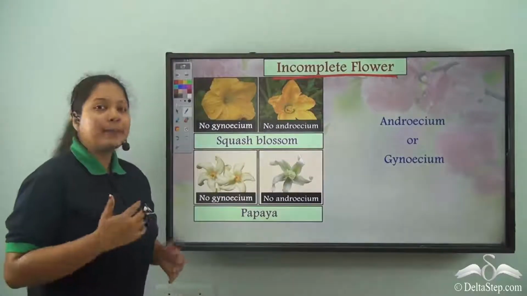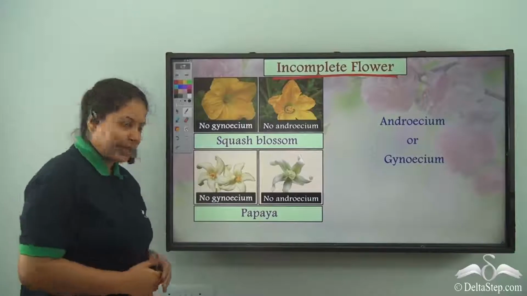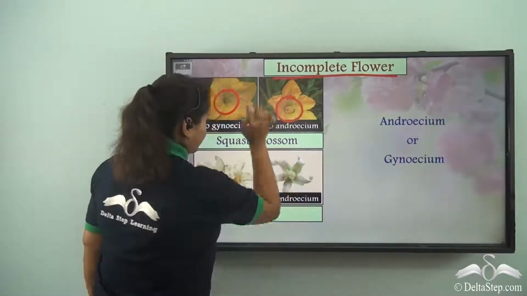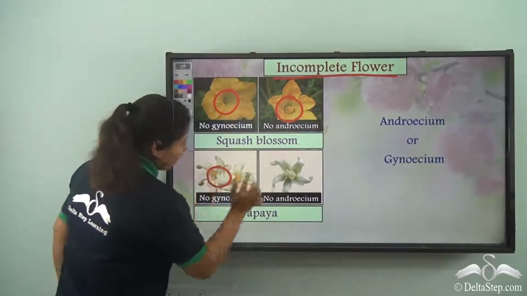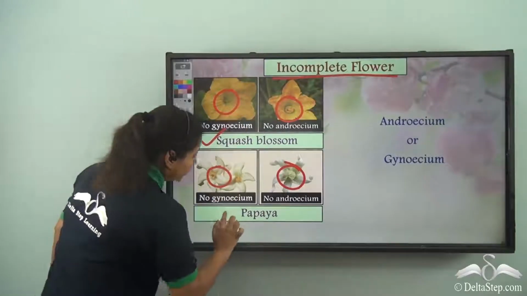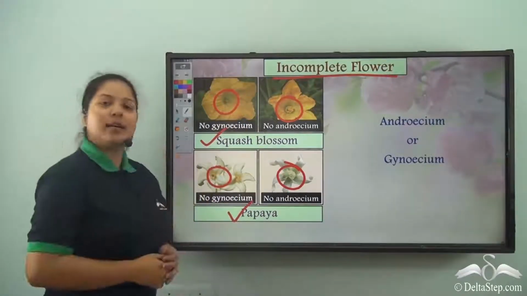So what is an incomplete flower? A flower which has got one whorl missing. Like over here there is no gynoecium, no androecium. So squash blossom and papaya are the examples of incomplete flowers.